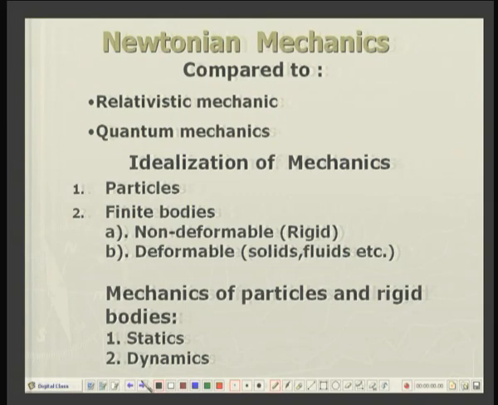When is it to be done? When the distances travelled by the body are much, much larger than the size of the body itself, then we can approximate that body as a particle. Sometimes even heavenly bodies like Earth or other planets are also treated like particles, although we know that the size is very, very large. But the distance travelled by, let us say, Earth around Sun is much, much larger than the diameter or circumference of our planet Earth. Similarly, when the size is comparable to the distances travelled, then we will take them as finite bodies.